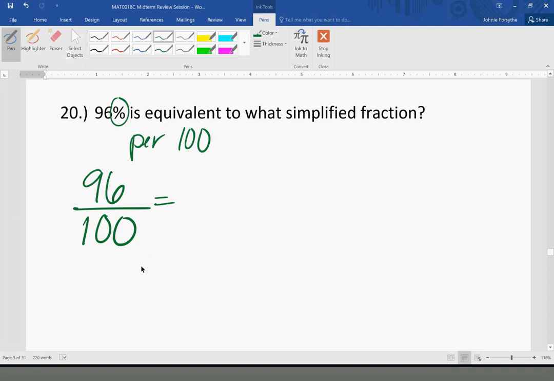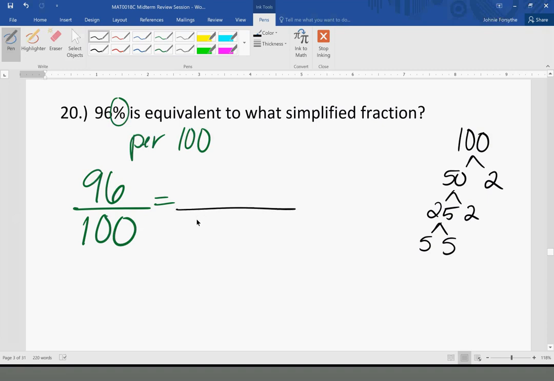So let's look at 100. So 100, we can break that down into 50 times 2. 50 can be broken down into 25 times 2. And 25 can be broken down into 5 times 5. So 100 is basically 2 times 2 times 5 times 5. That equals 100.